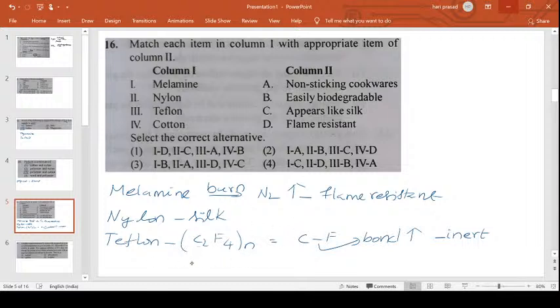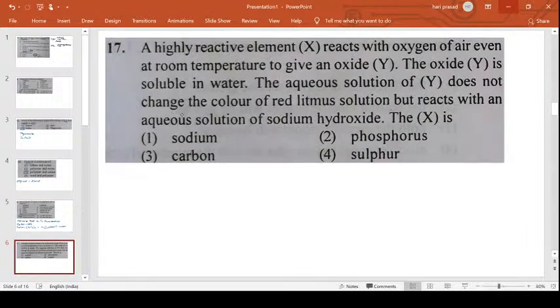Okay, so Teflon is a polymer. The formula is (C2F4)n. In this, the CF bond is there. This CF bond has high strength. It will not break at cooking temperature. Therefore, this Teflon is inert. Okay. Next, we can use this cotton. Cotton, we know, easily undergoes biodegradation, we can say. Okay. Next question we will take.